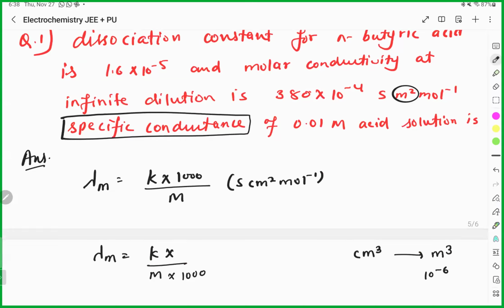That's why. Sir, I got the answer. What is your answer? Sir, it's 1.52 into 10 to the power minus 4. You are close. What is your unit? Sir, I calculated for centimeter. Siemens per centimeter. Yeah, it is correct then.